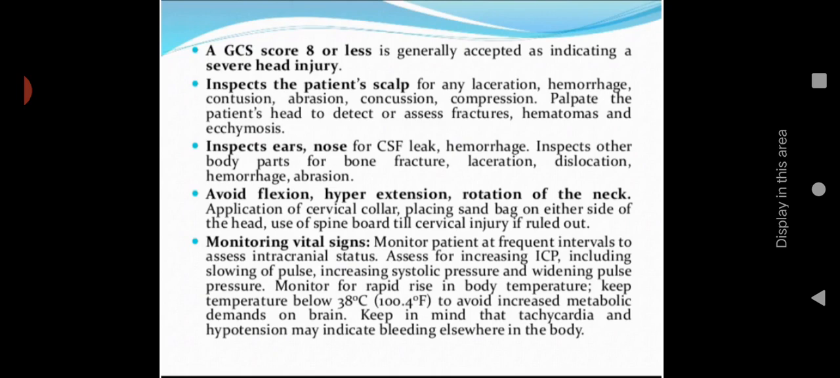Then we have to assess the pulse, then the systolic pressure, then body temperature, then the heart rate. These are all the basic vital signs we have to assess.